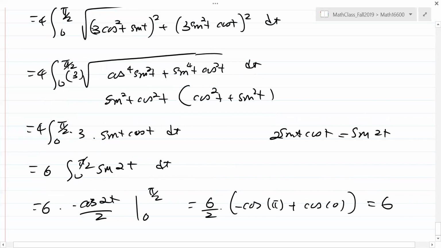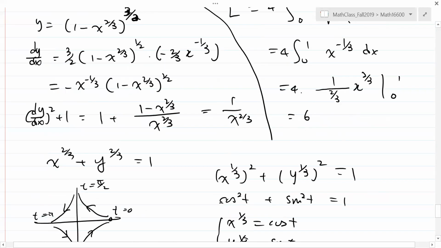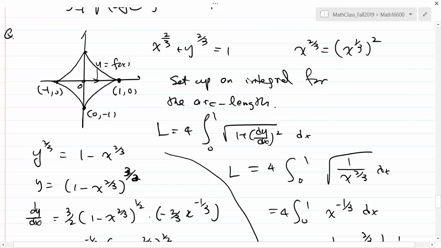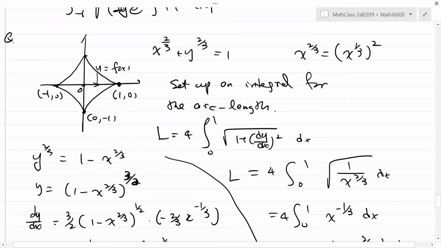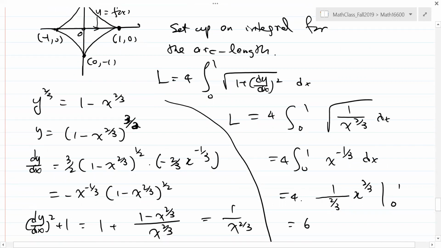So let's have a quick review. When you set up an integral for this curve, first of all, you look at the symmetry of this curve. You just need to look at one piece. Then it's up to you how to describe that piece of curve. This is going to be the graph of a function, so you have to solve for the function. Then after you carefully differentiate and simplify, you end up with a power function. So it's easy to evaluate the integral and get 6.